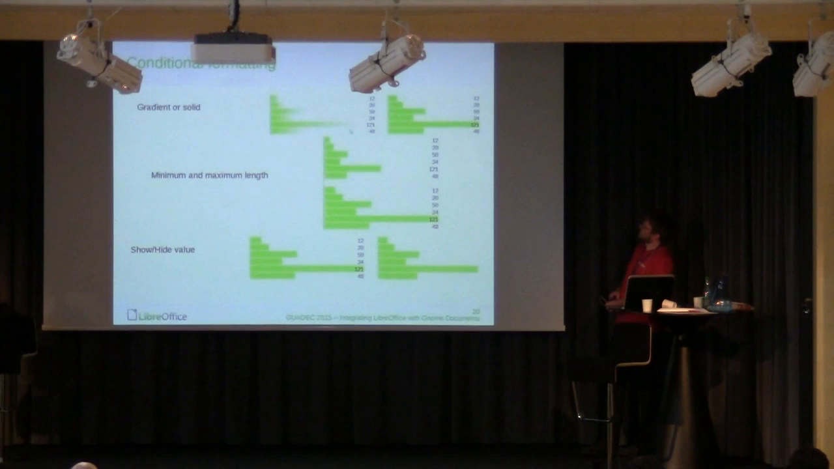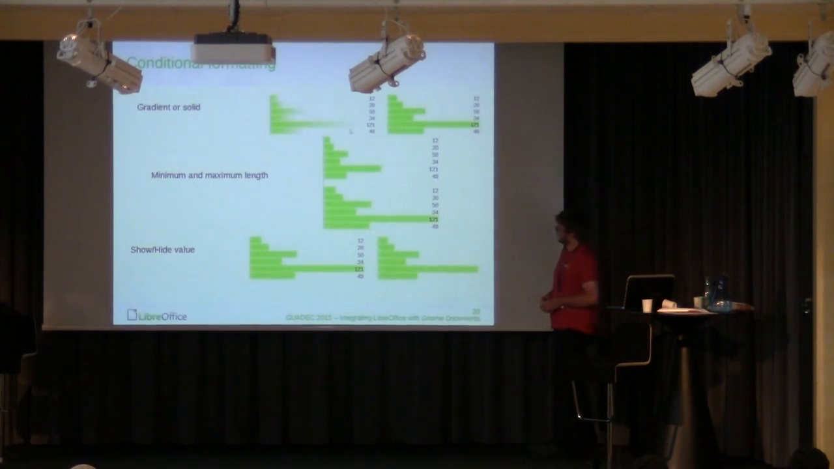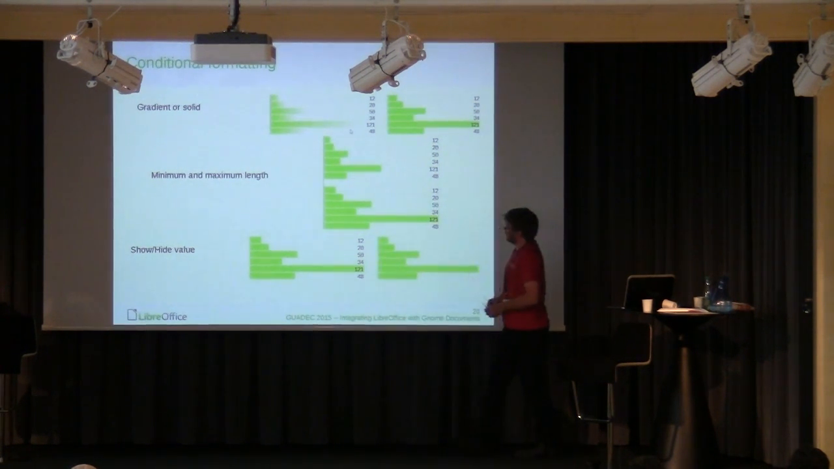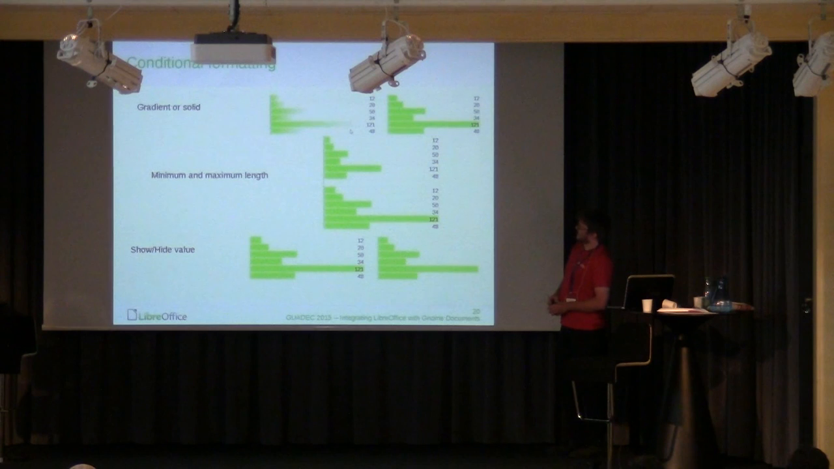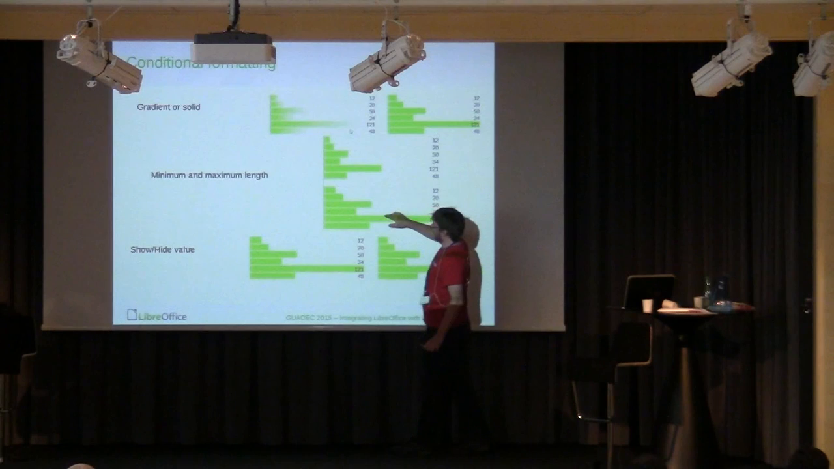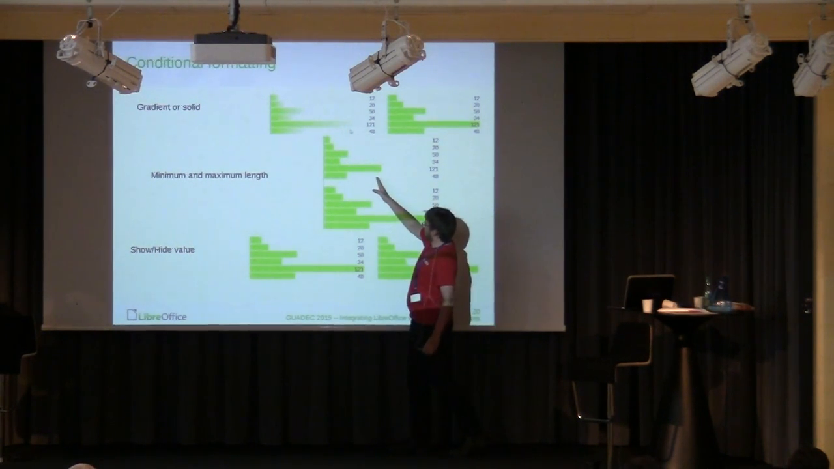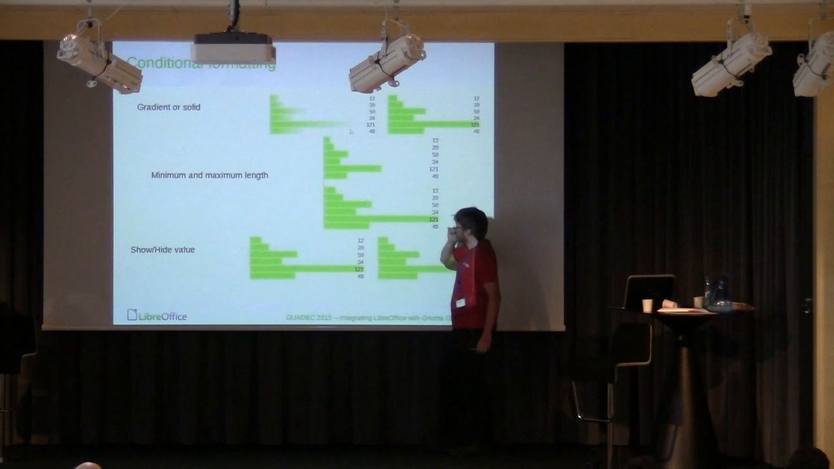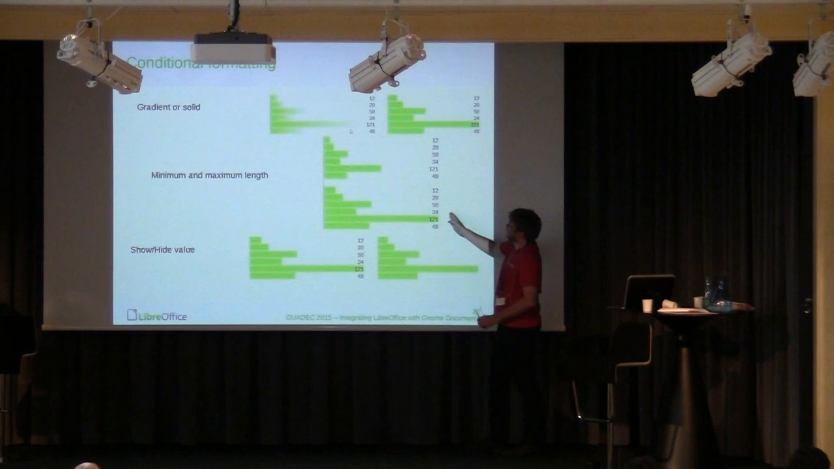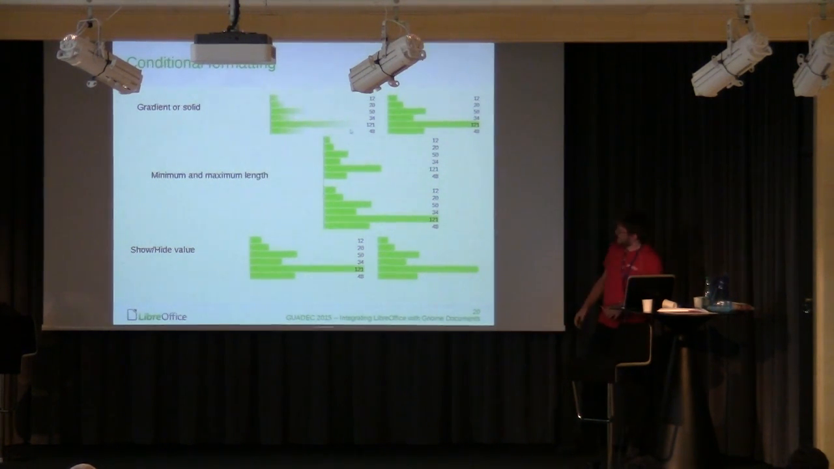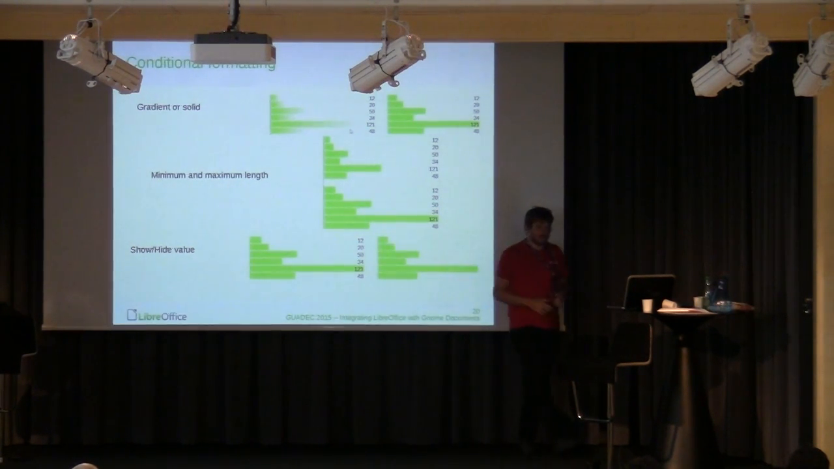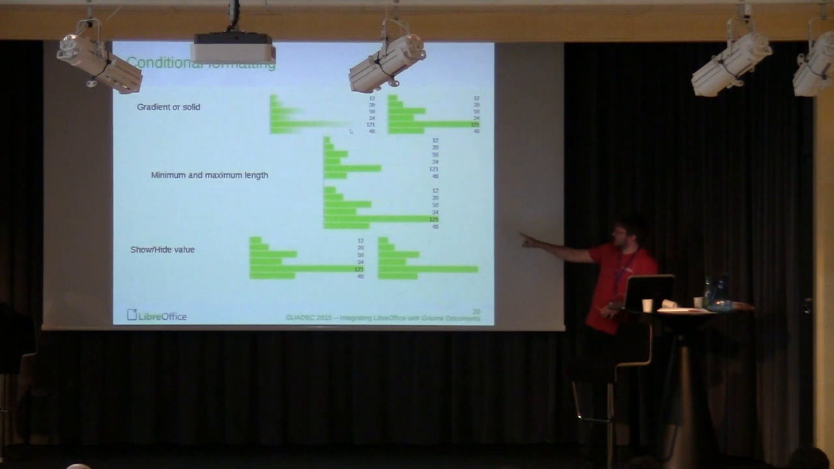So there's some simple conditional formatting improvements. You could use a gradient. You can now also use solid bars. The default length. These are two independent conditional formats. Here the maximum width is 50% of the cell. Here it is 100%. So it's exactly the same data, and you just define how long it should be. And you can hide the values here, which makes it nicer to present the data if you don't care about the actual values.